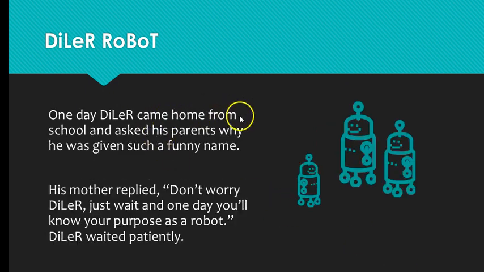One day, Diler came home from school and asked his parents why he was given such a funny name. His mother replied, "Don't worry, Diler, just wait, and one day you'll know your purpose as a robot." Diler waited patiently.